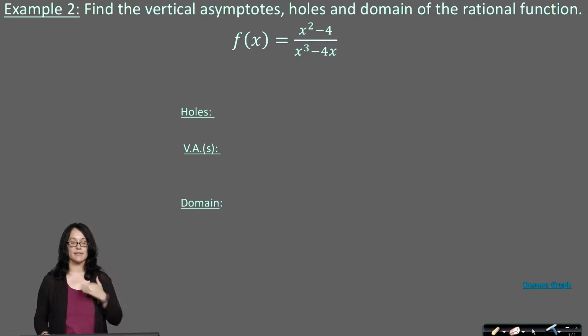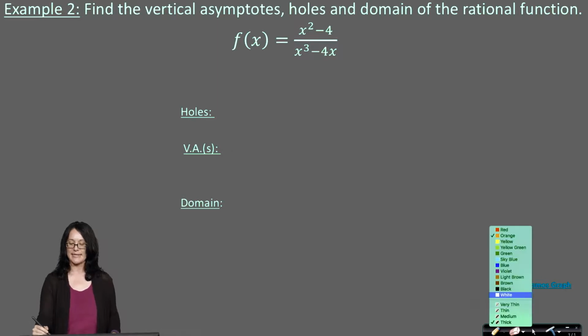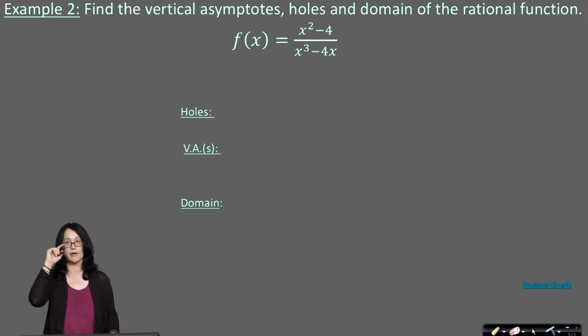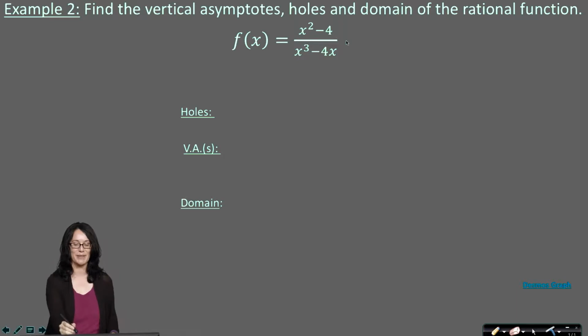In example 2, it says, find the vertical asymptotes, holes, and domain of the rational function f of x equals x squared minus 4 over x cubed minus 4x. Okay, so this is clearly a rational function. So what was the first recommendation anytime you're given a rational function? What should we always try to do? Factor. Good job. So go ahead and pause the video and see if you remember how to factor this one yourself.